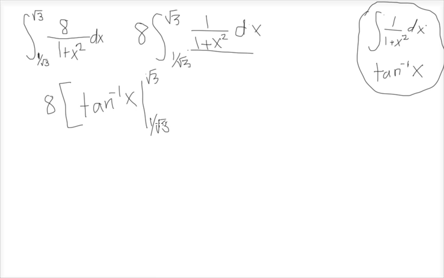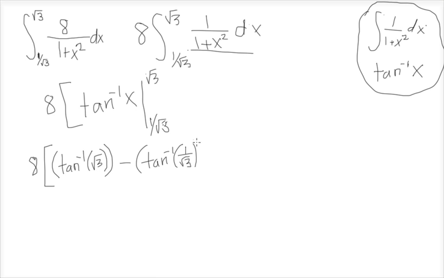Like with any other time that we integrate, once we find the antiderivative, which is tan inverse x, we simply plug in our limits of integration. I have my 8, so that's not going anywhere, but I'm going to put tan inverse inside parentheses, and I'm replacing x this time with square root 3. And then I'm subtracting away from that tan inverse of 1 over square root 3. All right, so let's see what that is.